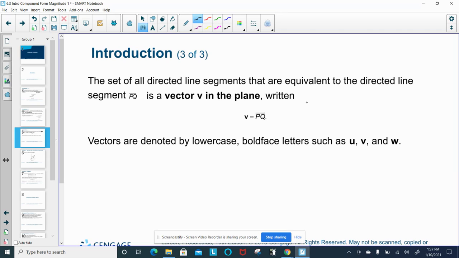And this is a little hard to see. I'm going to rewrite that. This PQ has an arrow over top of it. Some books do this with just half of a vector arrow to distinguish it from a ray, but lots of different textbooks show it different ways. A lot of times vectors are just shown by their lowercase bold, like the U or the V or the W.